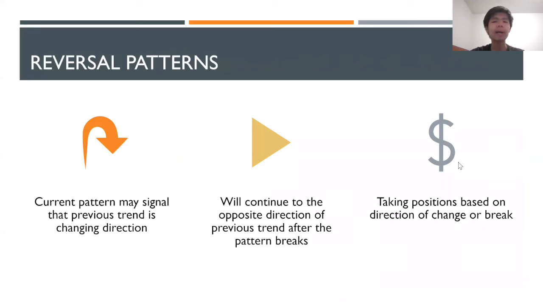Now, how about the trends that will go in the completely opposite direction? Well, it's called the reversal pattern, and it happens when a pattern is signaling the opposite trend and price is about to come after the pattern breaks. So it is a reversal of the previous trend. Again, traders can use this knowledge and apply this to the current market to take their positions.